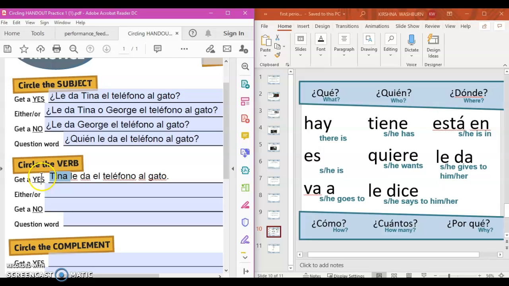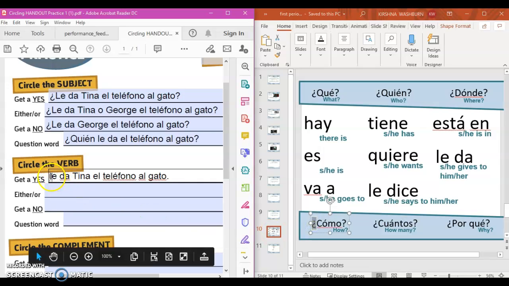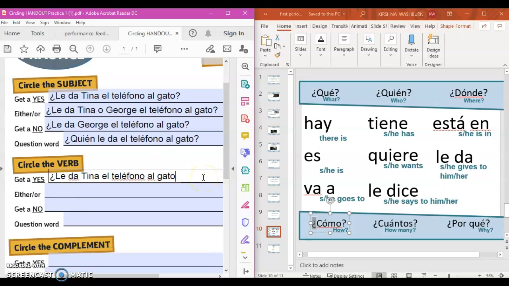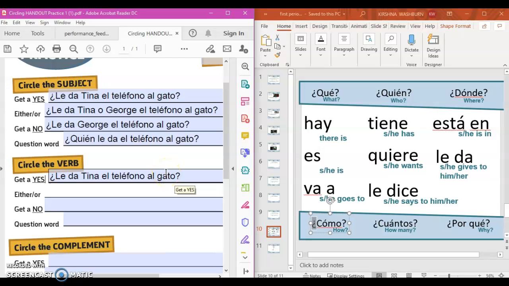We know that in Spanish, in order to write a question, we have to have the verb first and then the subject. Sorry, so le da Tina el teléfono al gato. And I know I need a question mark here, and a question mark at the end. So, "gives Tina the phone to the cat?" Yes. Okay. We just reordered or reorganized some of the words in the statement in order to write a question. So this is great. So, gives Tina the phone to the cat.